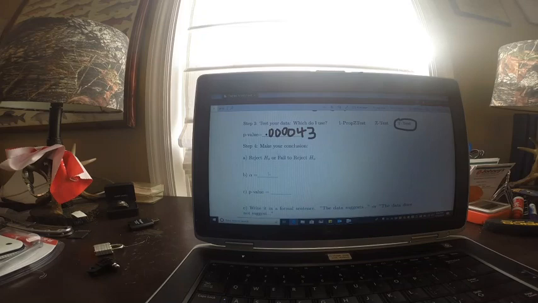So we've got to make a conclusion here. We're using an alpha significance level of 0.05. Our p-value here is 0.00043. Okay, so I need to compare the two. I've got a p, I've got an alpha. My alpha is clearly bigger than my p here. So when the p is less than alpha, I am going to reject the null hypothesis. Okay.